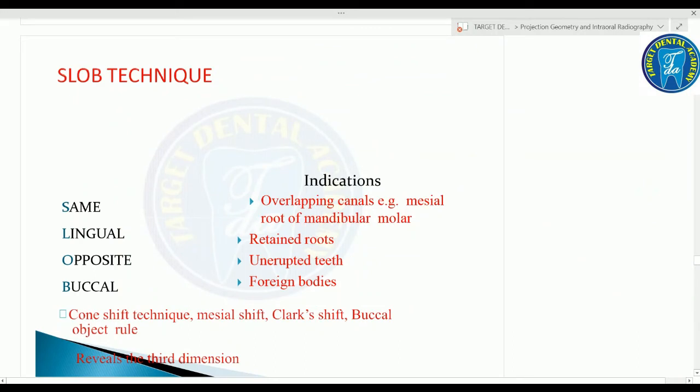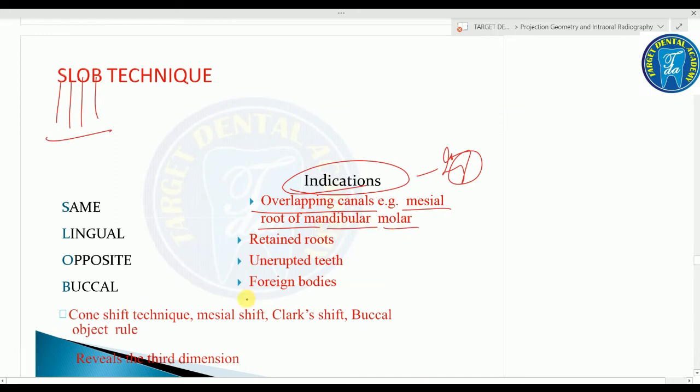So next is the slope technique. It is same lingual and opposite buccal. Indications are very important. It is basically used in overlapping canals, for example in the mesial root of the mandibular molar, in retained roots and unerupted teeth, and in foreign bodies.